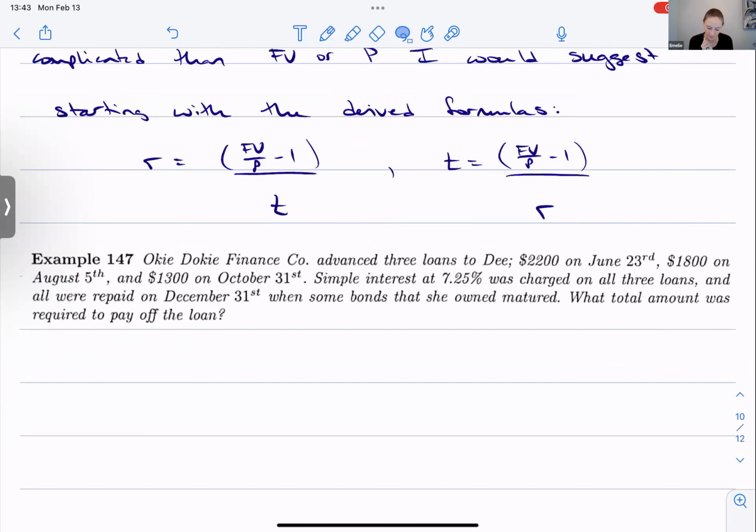So Okie Dokie Finance Company advanced 3 loans to D. Okay, so 3 separate loans. $2,200 on June 23rd, $1,800 on August 5th, and $1,300 on October 31st. Simple interest at 7.25% was charged on all 3 loans. So they all have the same interest rate. That's not always the case. Okay, and all were paid on December 31st when bonds that she owned mature. So she came into some money and then she paid these off. Okay. What total amount was required to pay off the loan?